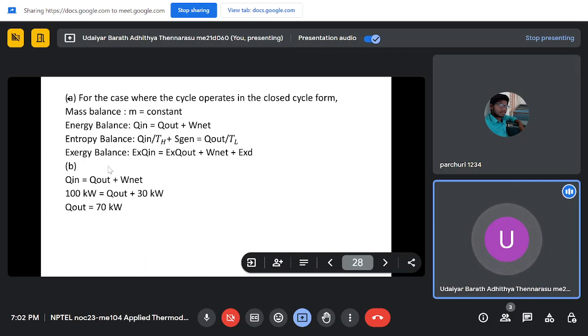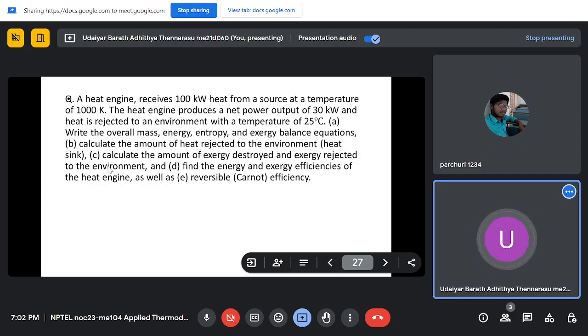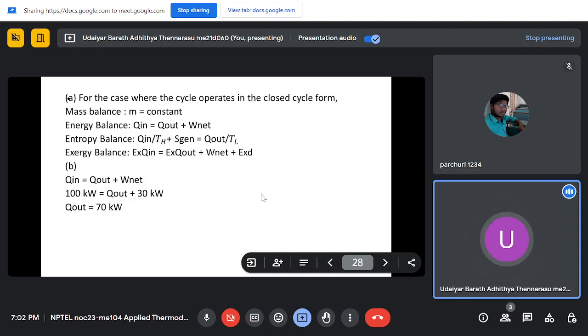So this is from a first law point of view. We'll see the next one in terms of exergy. The third question was to calculate the amount of exergy destroyed and exergy rejected to the environment. That is part C. What we understand from part B was that we are giving 100 kilowatts of heat energy in terms of heat, and we are rejecting 70 in terms of heat to the ambient, and we are getting 30 in terms of work.